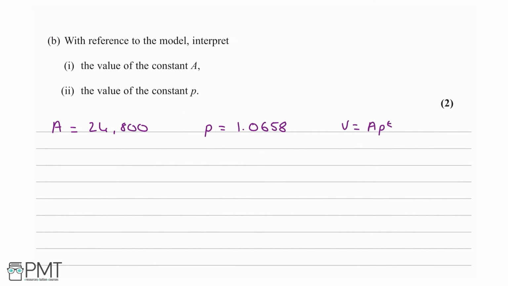Part B is asking us, with reference to the model, to interpret I, the value of the constant A, and II, the value of the constant P.